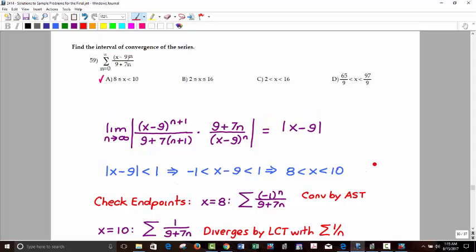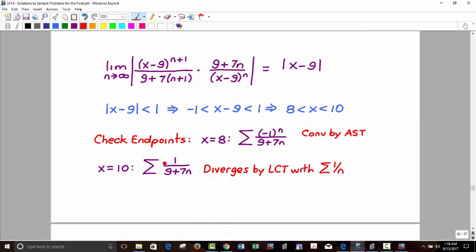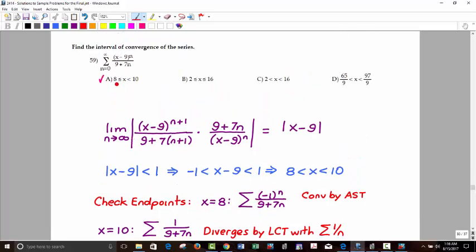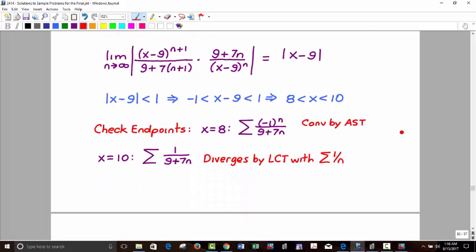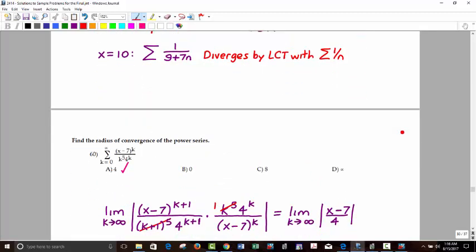Let's check 10. You put 10 in there. 10 minus 9 is 1 to the n. 1 to the n is just 1. And then this one, there are several ways you can get diverge here, integral test, but the easiest way would be diverges by LCT with 1 over n. So you have it converging at 8, diverging at 10. So that is why this is the exact correct answer, to have the equal at 8, but then not touching at 10. All right, so it's important to understand why it was that way.